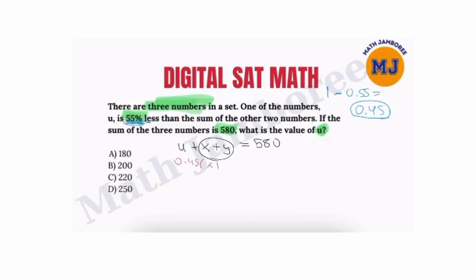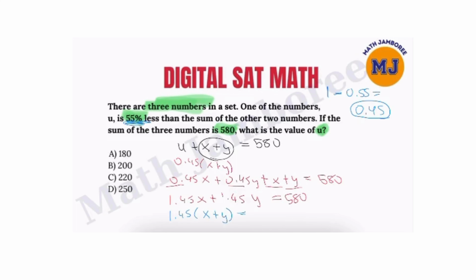Open up a parentheses, x plus y. Distribute that, which will give us 0.45x plus 0.45y, plus x plus y equals 580. Put all of this together: 1.45x plus 1.45y equals 580. And then we will put them into a parentheses again. So 1.45, open up a parentheses, x plus y, equals 580.